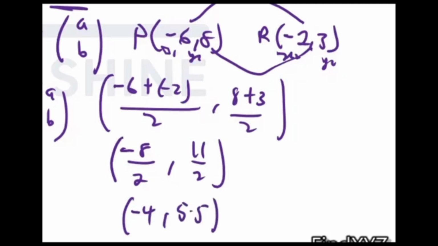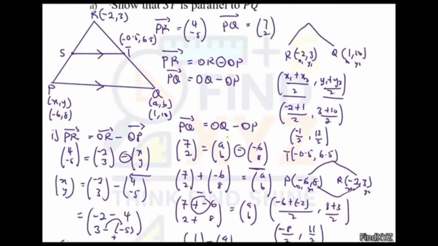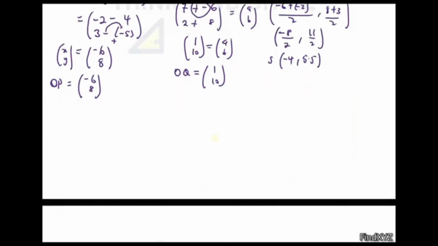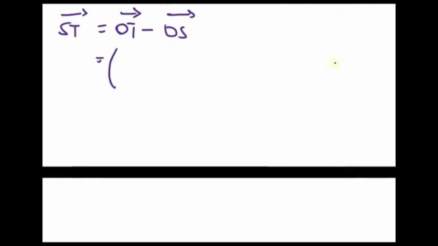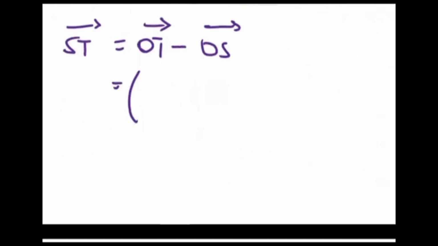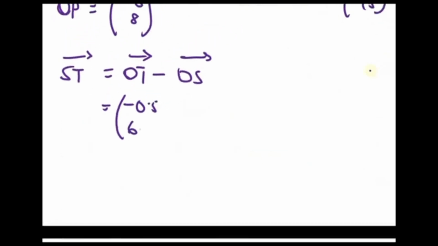This represents the point S. So let me also write that one here. So we have point S to be negative 4 and then 5.5. Since you have been able to determine points S and T, let's find vector ST. So vector ST can be written as OT minus OS. And what is vector OT? Point T was given as negative 0.5, 6.5, minus OS, which is given as negative 4, 5.5.